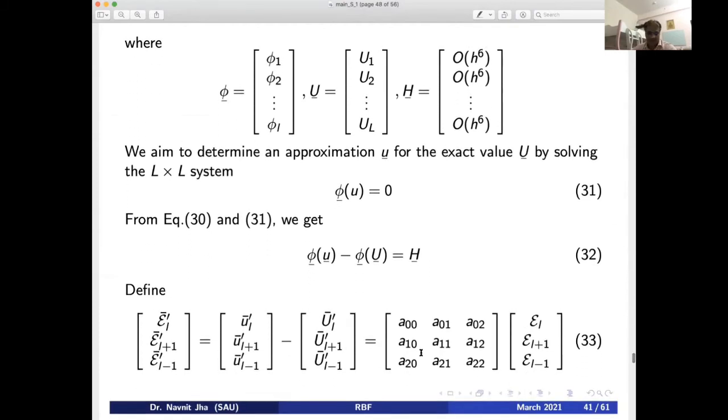Now, I have written epsilon. What is this epsilon prime? That is the derivative of, this is just a notation. Again, I am telling you.